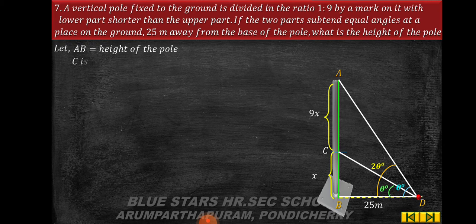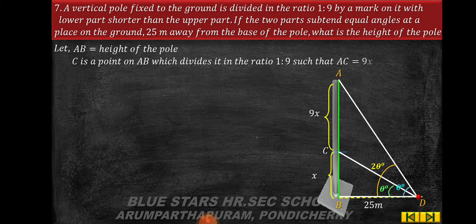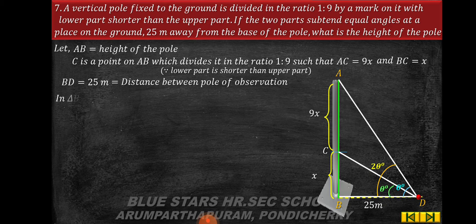Let AB be the height of the pole. C is a point on AB, which divides it in the ratio 1:9, such that AC is equal to 9x and BC is equal to x. Therefore the lower part is shorter than the upper part. BD is equal to 25 meter, which is the distance between the pole and the point of observation. So first we are considering the triangle BCD.